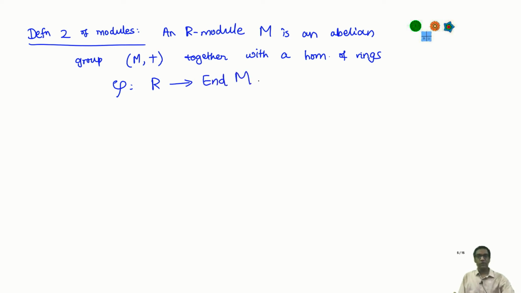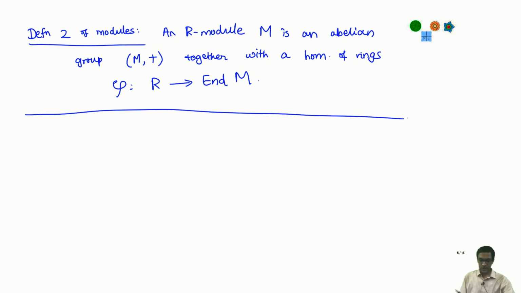This is another way of defining a module. Okay. So what we have just seen is that if you use the first definition of modules, then from that you can construct this map phi. The map phi is just each alpha going to the scalar multiplication by alpha map. Conversely, if I give you a module according to definition 2, it satisfies definition 2, then you can show that it satisfies definition 1 as well.